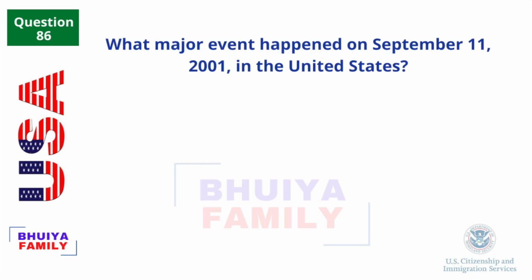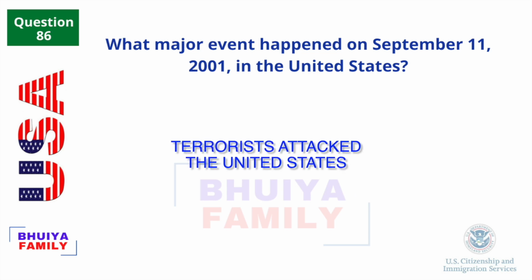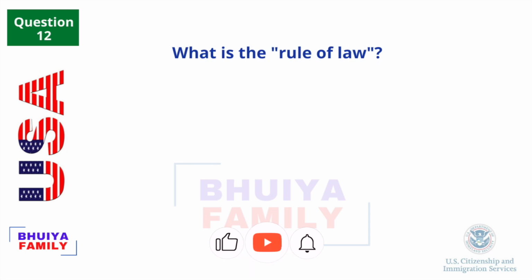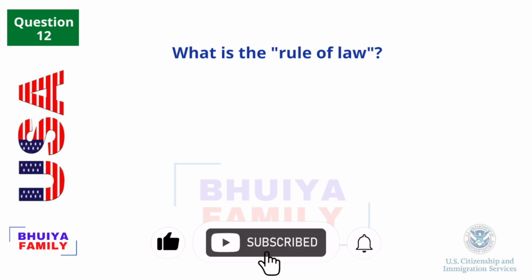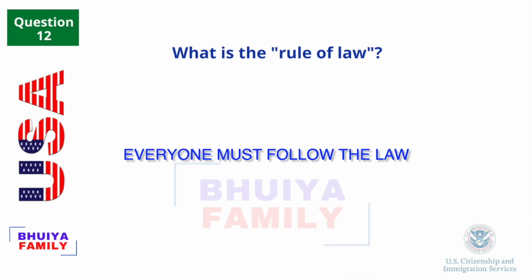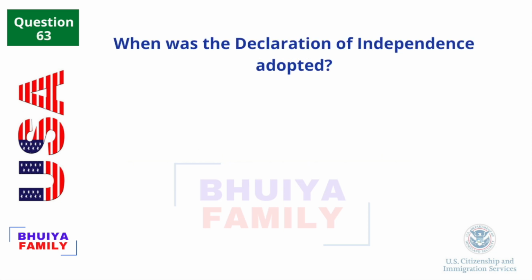What major event happened on September 11, 2001 in the United States? Terrorists attacked the United States. What is the rule of law? Everyone must follow the law. When was the Declaration of Independence adopted? July 4, 1776.